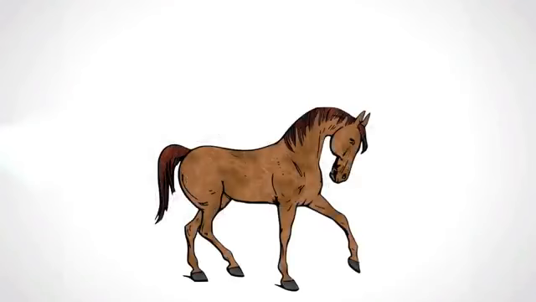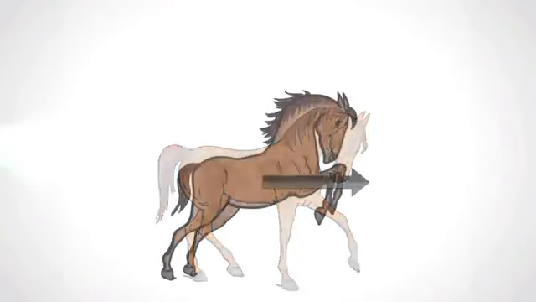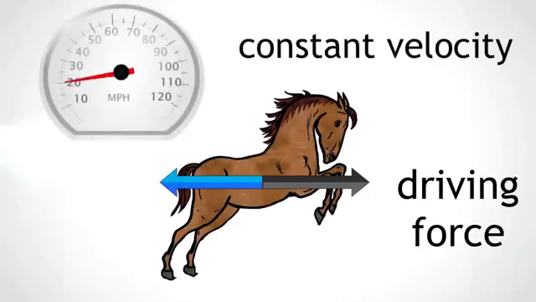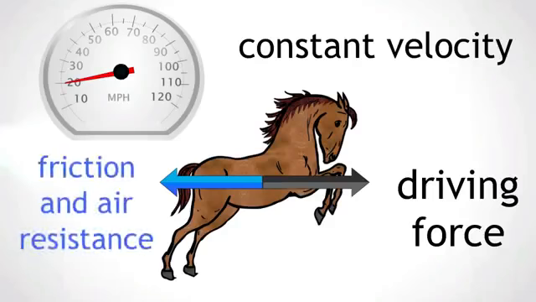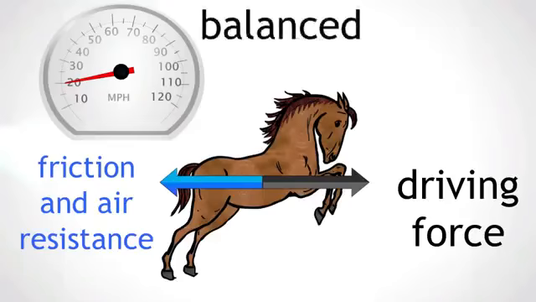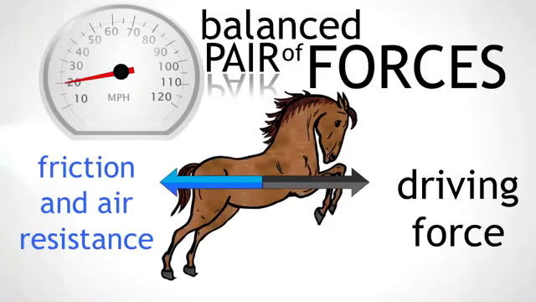There are other forces acting on the horse. The horse is moving forward, and therefore there must be a driving force from the horse's legs. The driving force, though, is opposed by forces trying to slow the horse down, and if the horse is travelling at a constant velocity, the force of friction and air resistance are equal in size but opposite in direction to the driving force. The driving force is now balanced by friction and air resistance, a balanced pair of forces, and the horse now travels at a constant velocity.